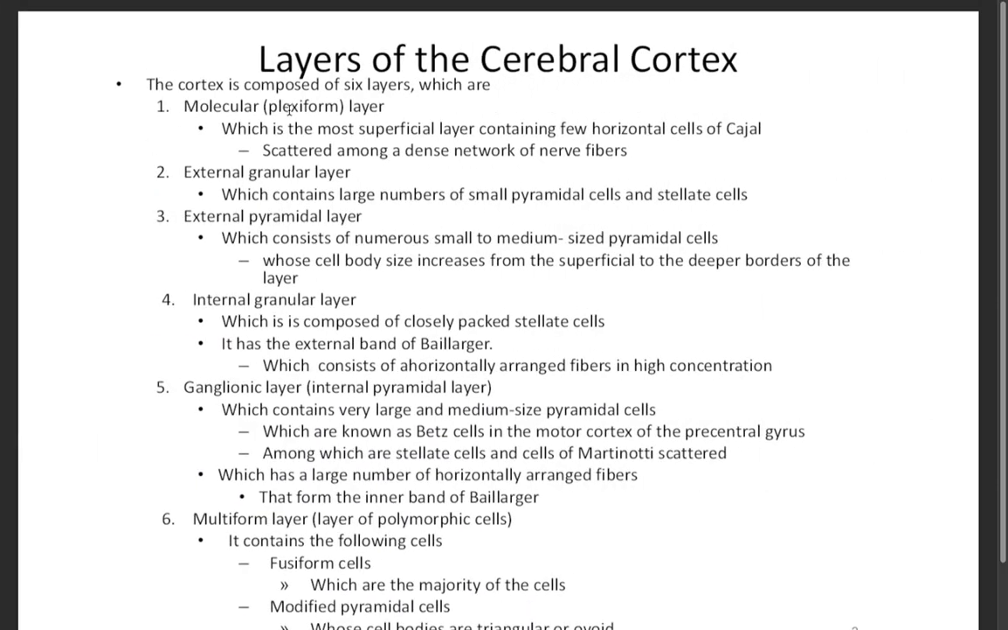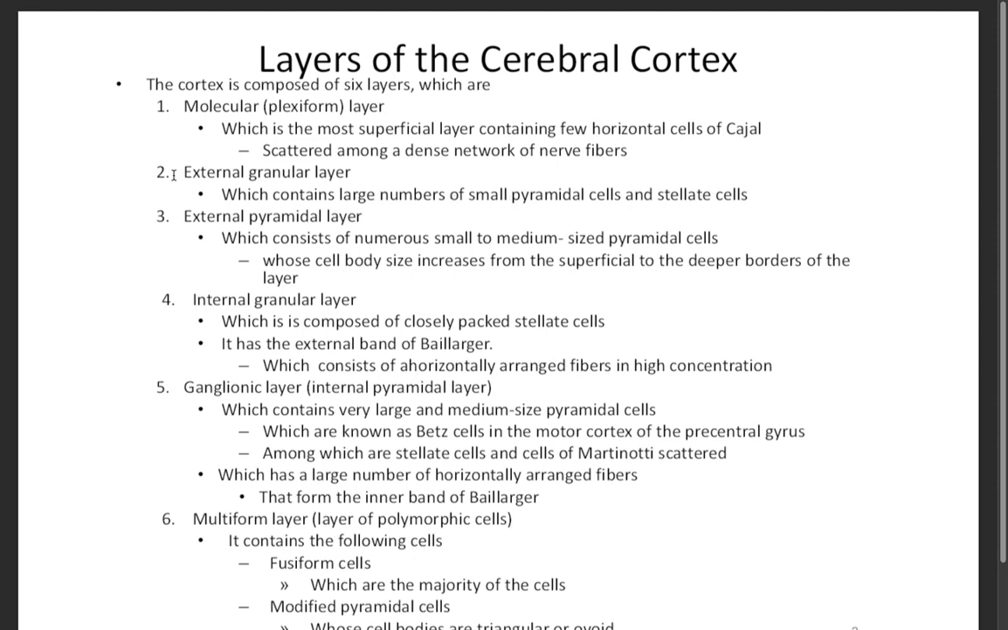So the molecular or the plexiform layer, it is the most superficial layer, contains few horizontal cells of Cajal, and I need you to know that they are scattered among a dense network of nerve fibers. Scattered means distributed. We have the external granular layer, the second one, and be aware of the numbers. The numbers are very important, we have to memorize them, okay. It contains a large number of small pyramidal cells. You know, pyramidal means pyramid-shaped. Small pyramidal cells and stellate cells, okay?